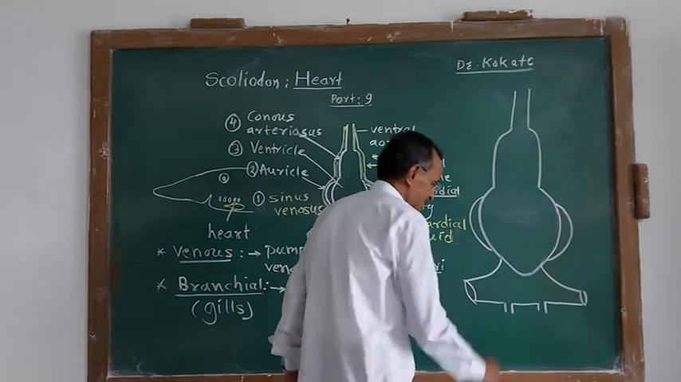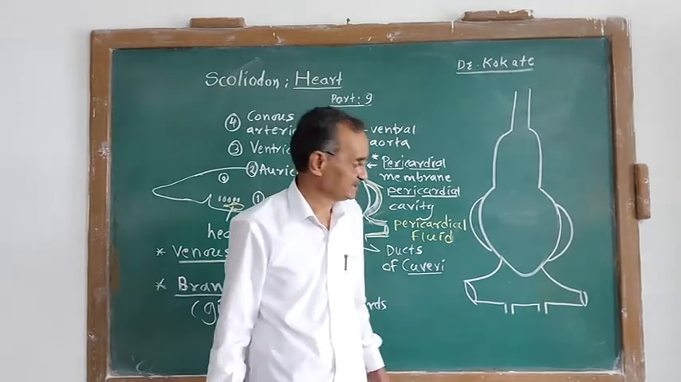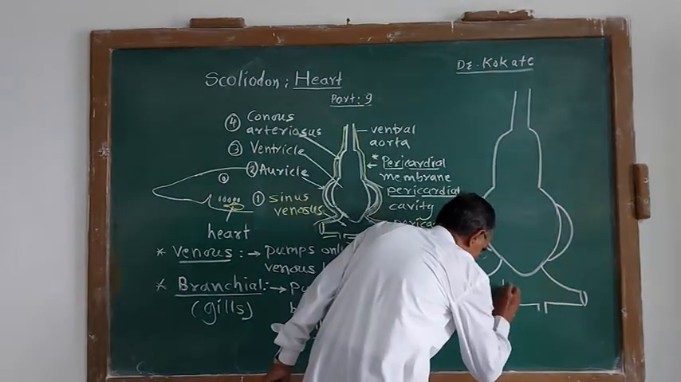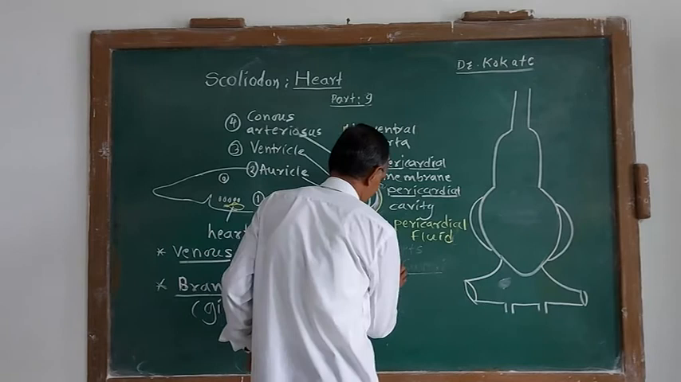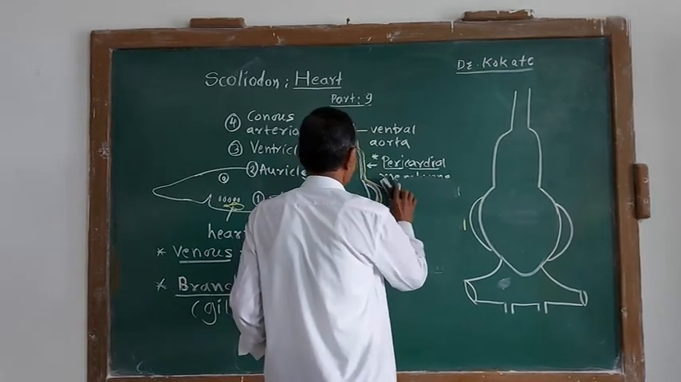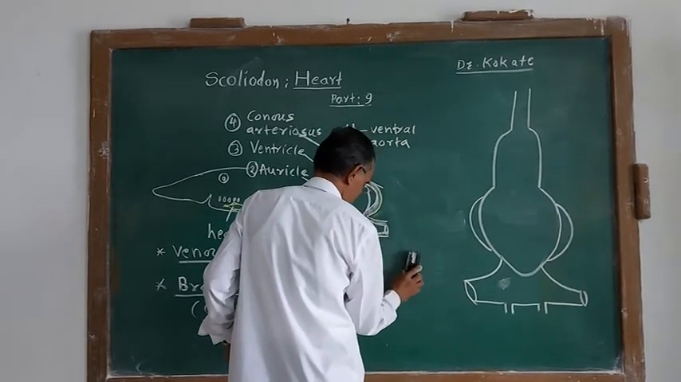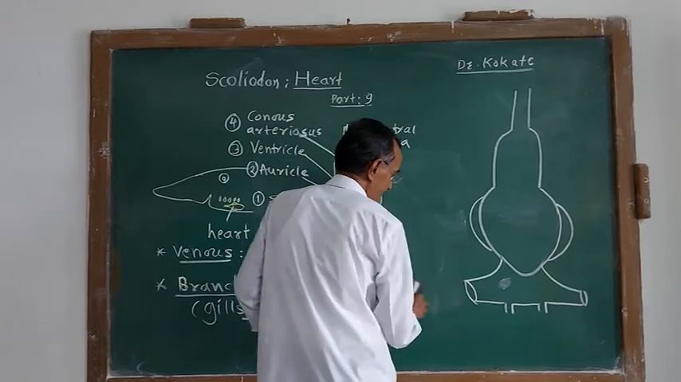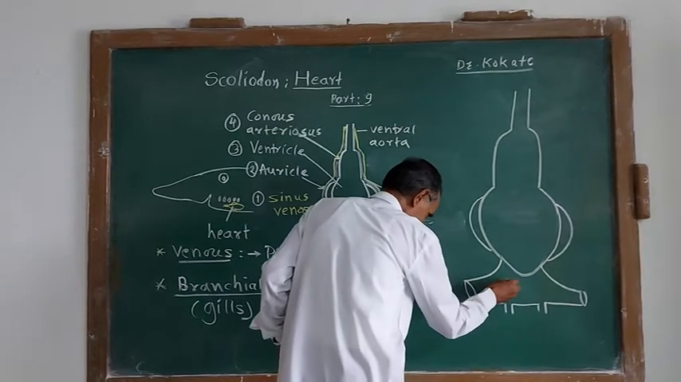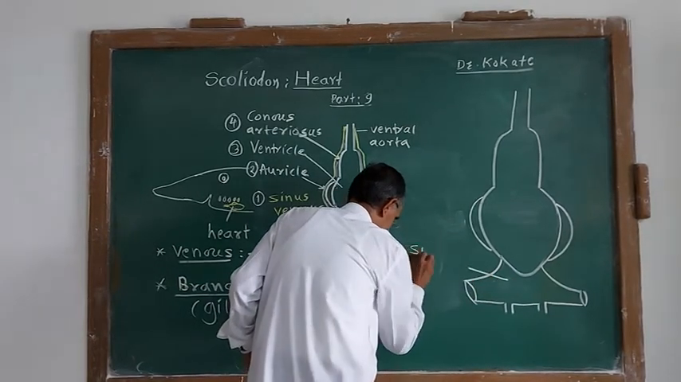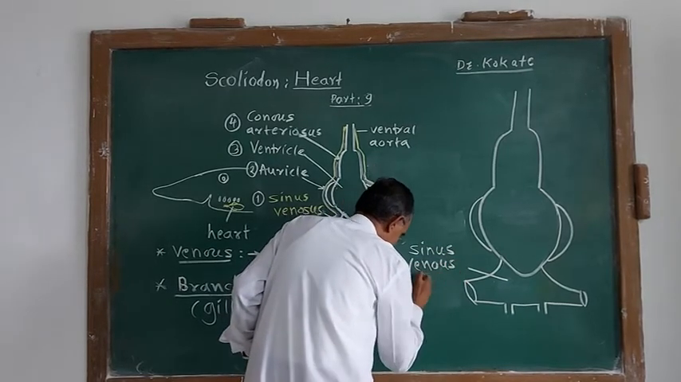Sinus venosus is a thin walled chamber. A very thin walled chamber. Now, where can I label it? I will write here: the sinus venosus is a thin walled chamber. What we have to remember? Thin wall. I label here sinus venosus, a chamber. It is a very thin walled chamber.